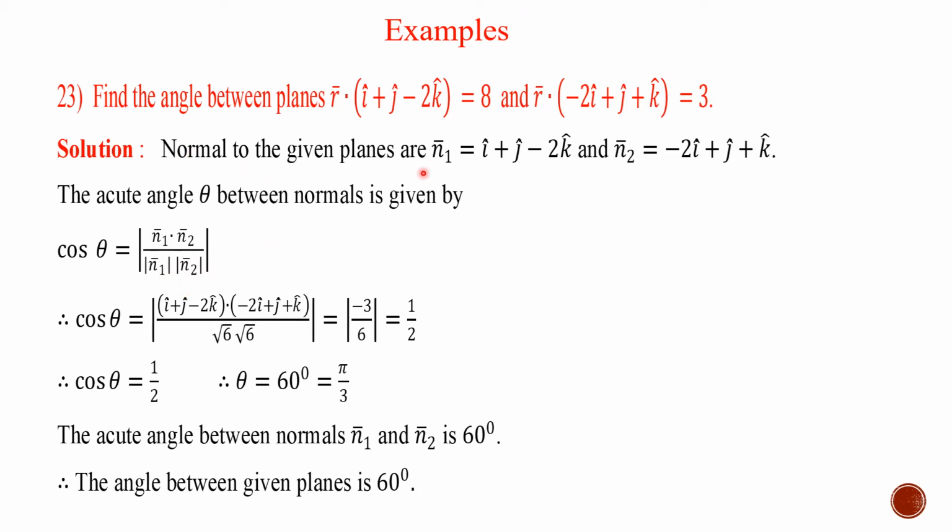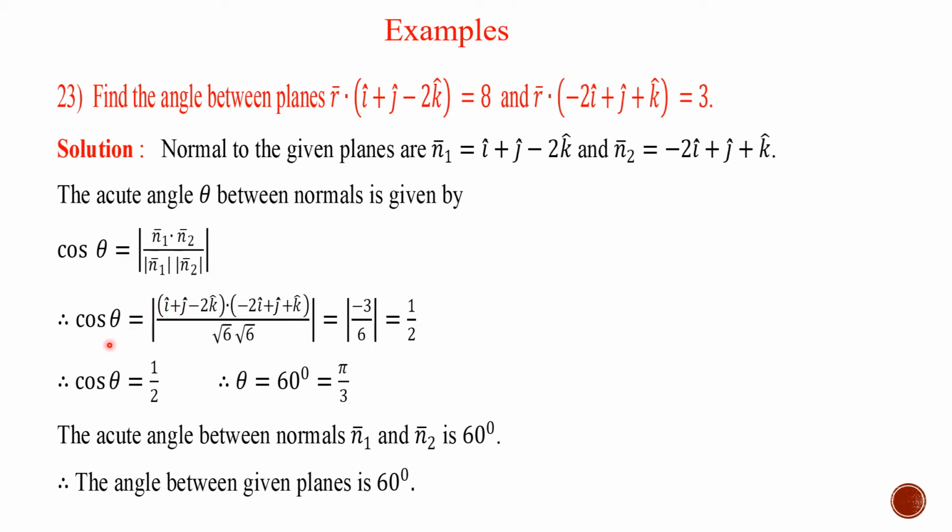We know that the normals to the given planes are, for the first plane r̄·n̄1 = d1, n̄1 = i + j − 2k. Also the equation of the second plane is r̄·n̄2 = d2, hence the normal to the second plane is n̄2 = −2i + j + k. We know that the acute angle θ between normals is given by cos θ = |n̄1·n̄2| / (|n̄1||n̄2|).